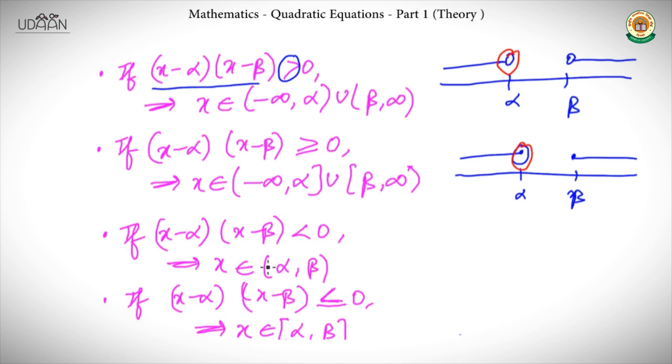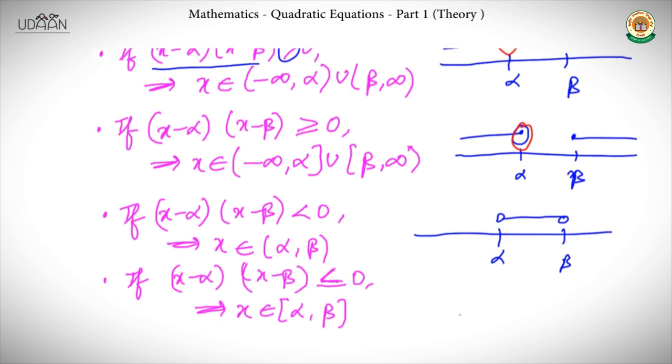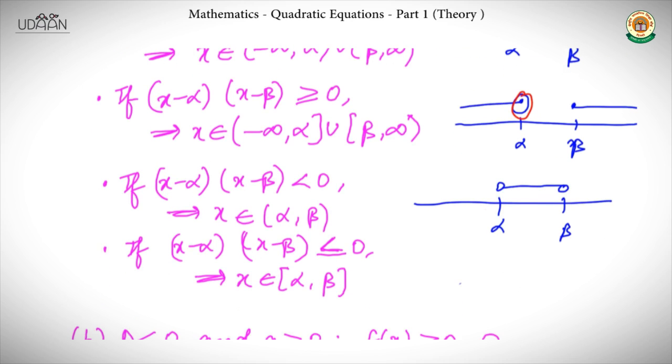For that case, x lies between alpha and beta, again not including alpha and beta since equality doesn't lie in the comparison. Fourth case being (x minus alpha) into (x minus beta) is less than or equal to 0. For that case, x belongs from alpha to beta, including both alpha and beta, that is we represent it by a closed dot.